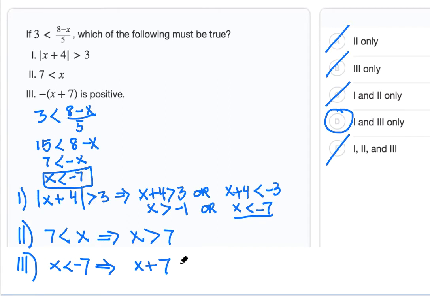So we're going to add 7 to both sides, and we'll get x plus 7 is less than 0. That's starting to look close to Roman numeral 3. Multiply both sides by -1, and we'll have minus x plus 7 is bigger than 0, which is basically the same as saying that minus x plus 7 is positive. So statement 3 would also have to be true, which means choice D is definitely the correct answer.